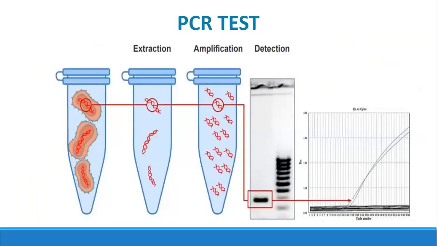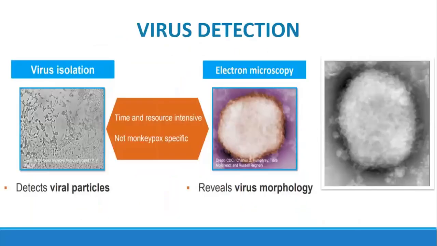PCR is the most specific test to detect monkeypox virus. Viral genetic material is extracted and then amplified, so it is detected using a nucleic acid amplification test. Then virus isolation can be done by cell culture or chick embryos, but it is time and resource intensive and not monkeypox specific. Electron microscopy reveals virus morphology.